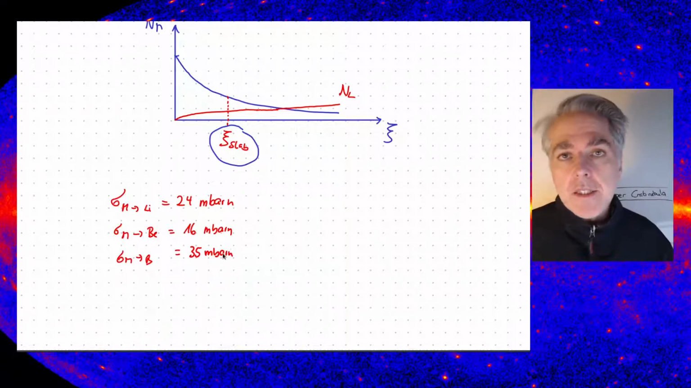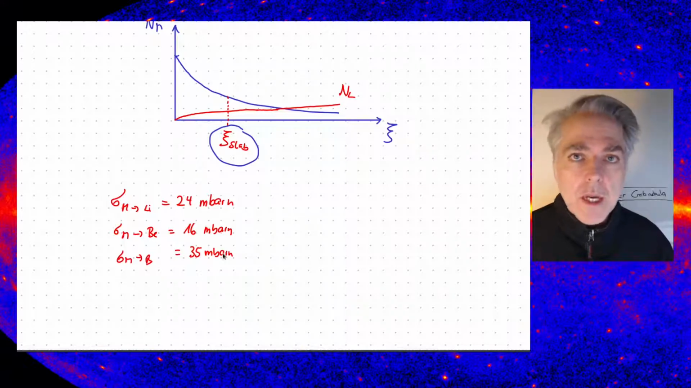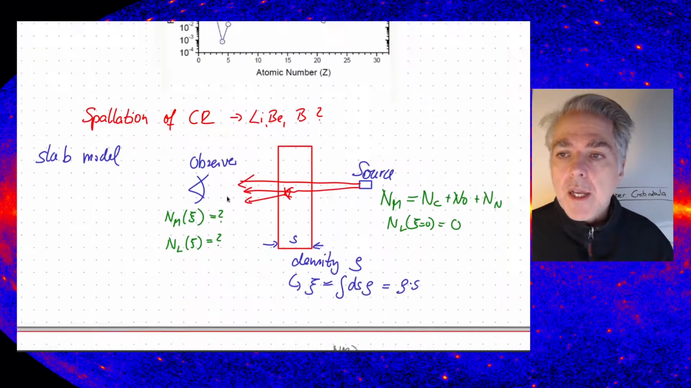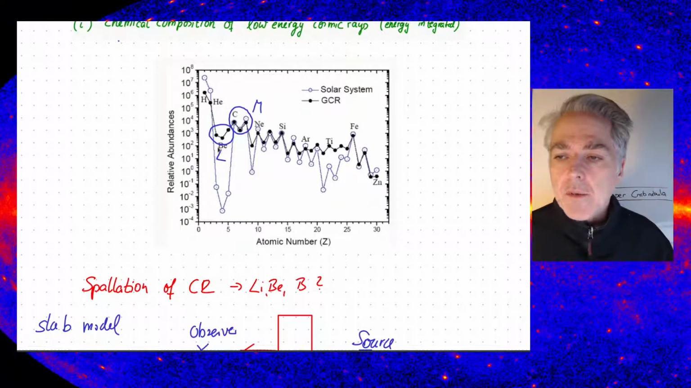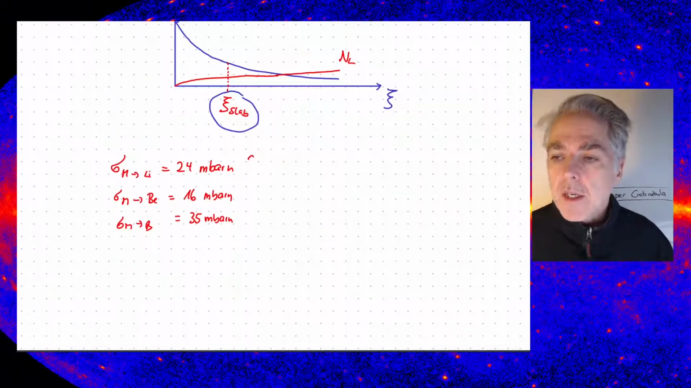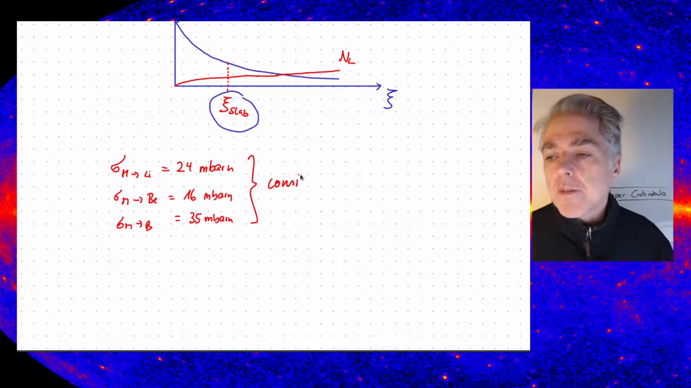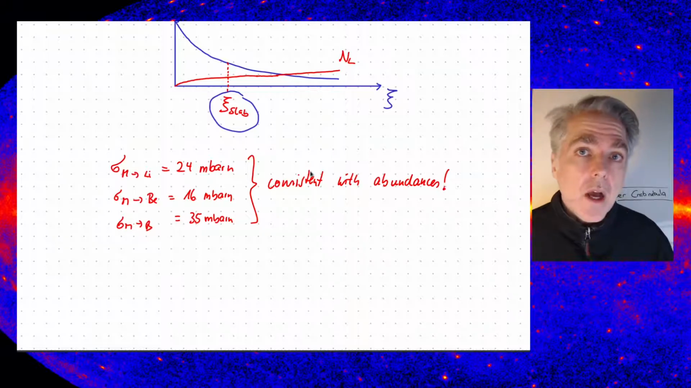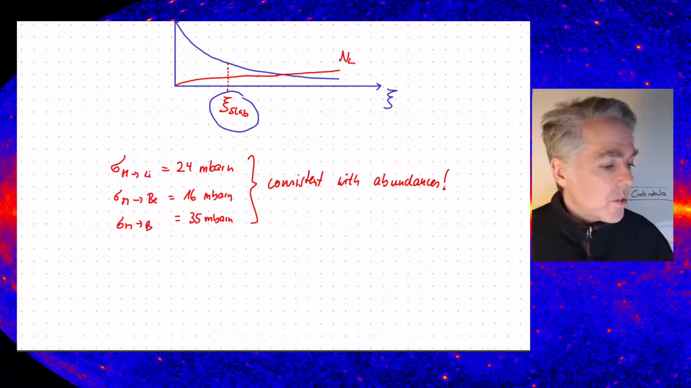And that means that basically in the final state we should have roughly this ratio. So beryllium should be the least abundant. Then you should see some more lithium, and the largest abundance you would expect for the boron. And if you now look at this one, this is exactly what you have here. Okay, so this is already quite good, and this is consistent with the abundances that we measure. So that's good. That means that our spallation assumption basically is consistent.